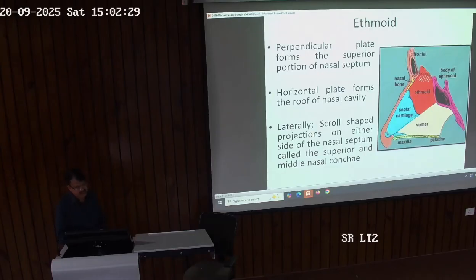Perpendicular plate forms the superior portion of the nasal septum. See this superior part of the nasal septum. This is the anterior part which is formed by the quadrilateral cartilage, and this is the lower and posterior part formed by the vomer. See, and this one is the crest.